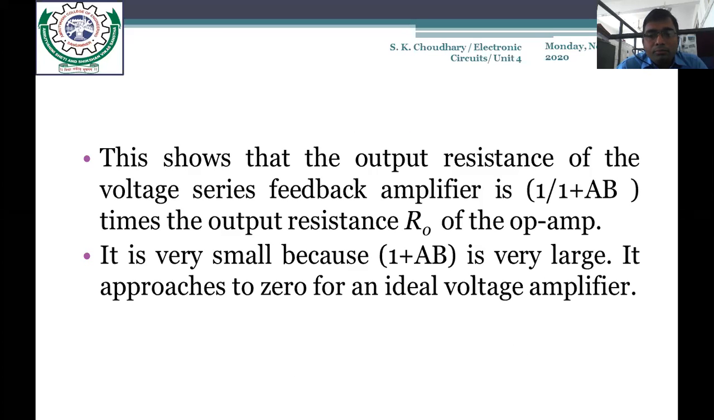Also, we know that 1 plus AB is a very large value. So you can say that R naught F would become very small, or ideally it is actually 0.